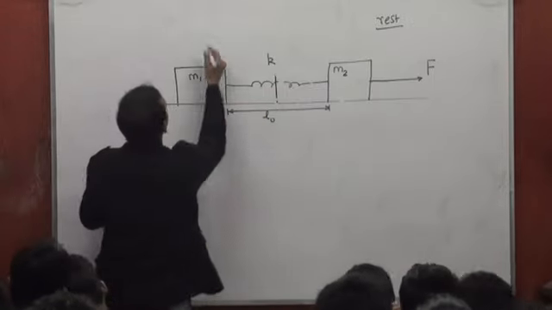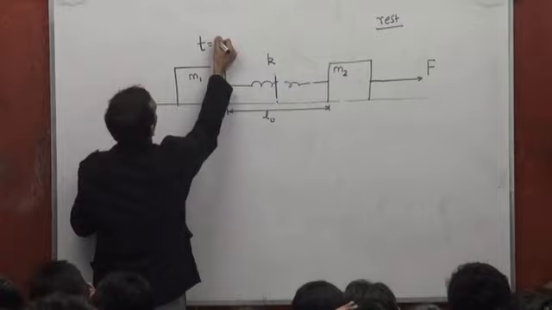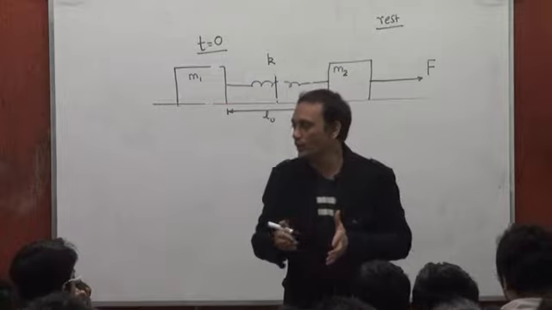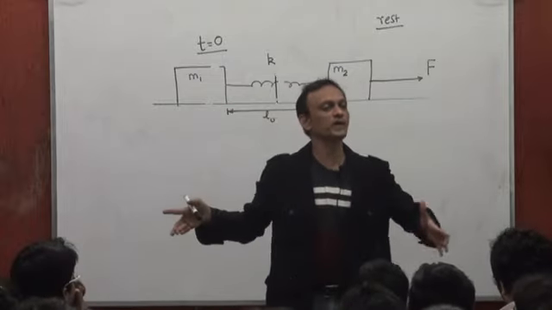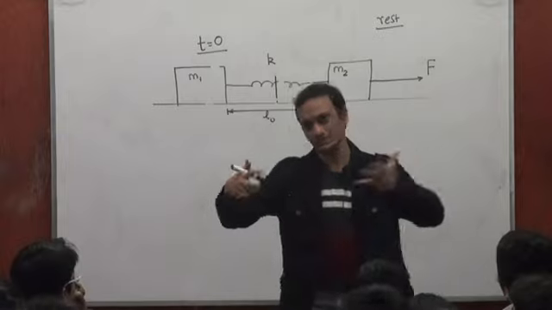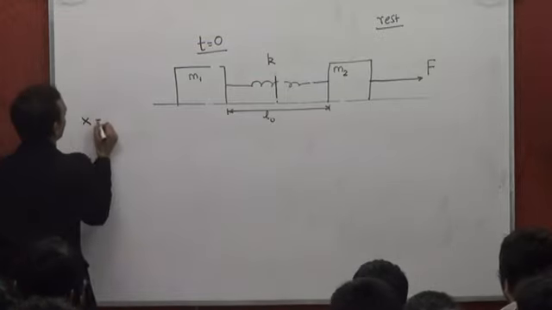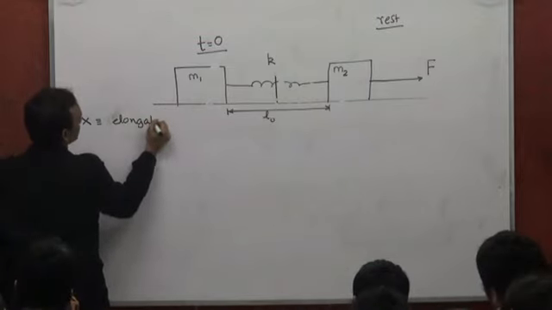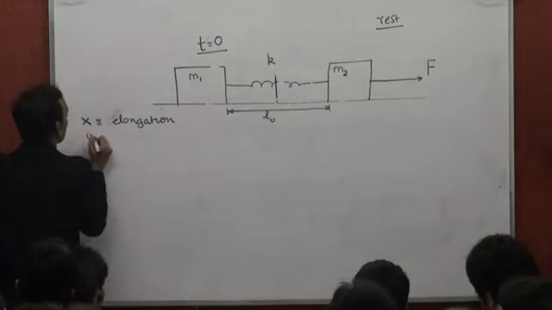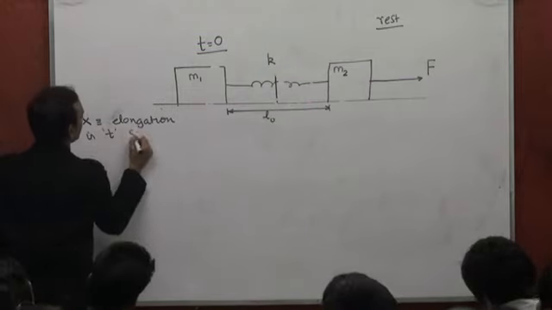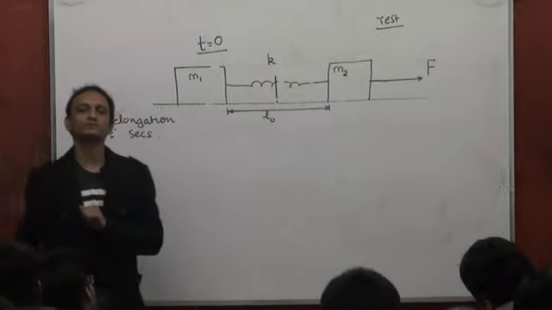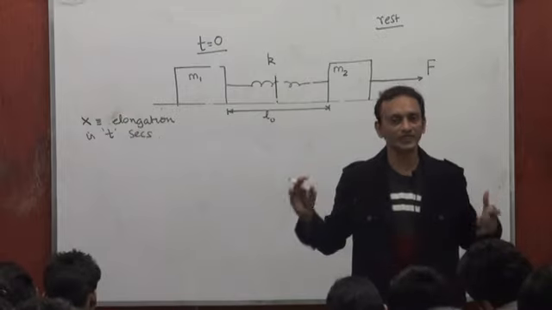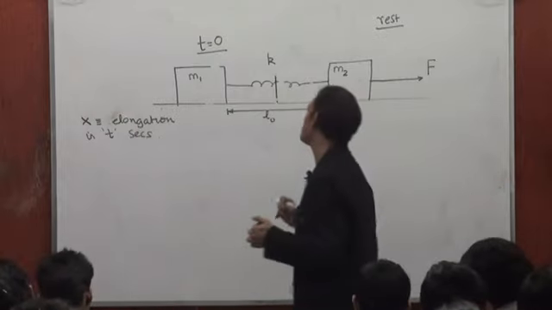So this was t equal to 0, the spring was relaxed. T seconds later, let's say the spring underwent an elongation x. The spring got elongated by an amount x in t seconds, right? So there would be spring force kx developed at that point of time.